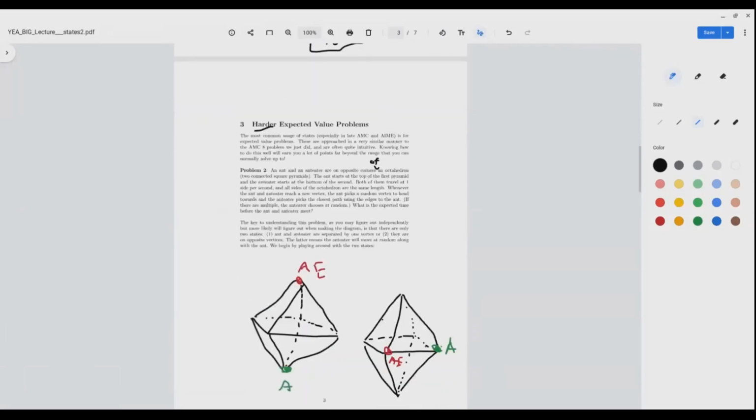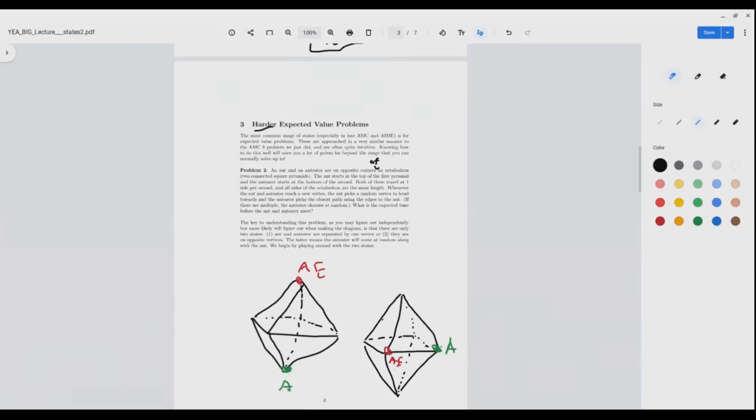So an ant and an anteater are on opposite corners of an octahedron, two connected square pyramids. It looks kind of like this. The ant starts at the top of the first pyramid, and the anteater starts at the bottom of the second pyramid. So they start on opposite vertices. I didn't want to say opposite because it might confuse people, but they're basically on opposite vertices.